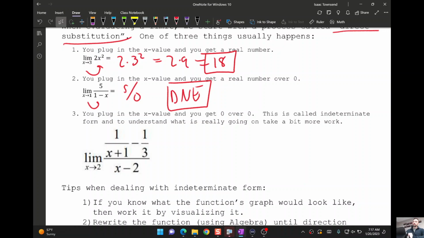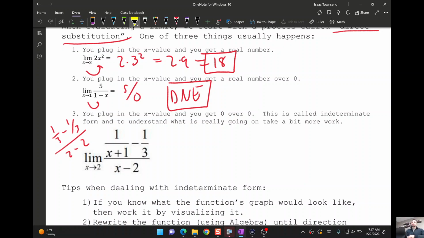And then sometimes we try direct substitution and we end up with 0 in the numerator, 0 in the denominator, and then 0 over 0 can go to anything. Could be 0, could be does not exist, could be 1, but it really could be anything. It just depends on what the problem is.